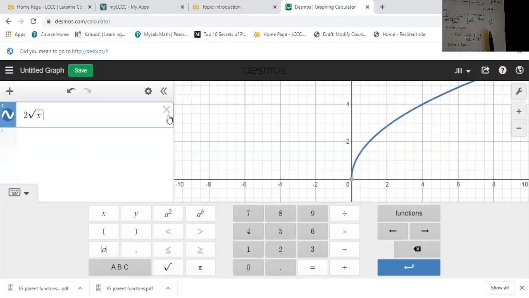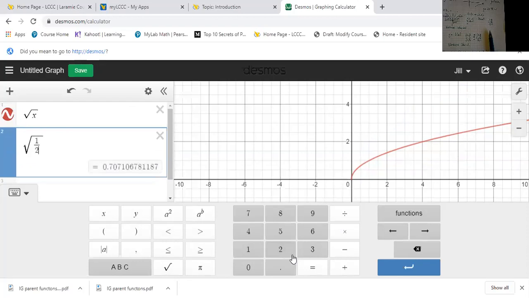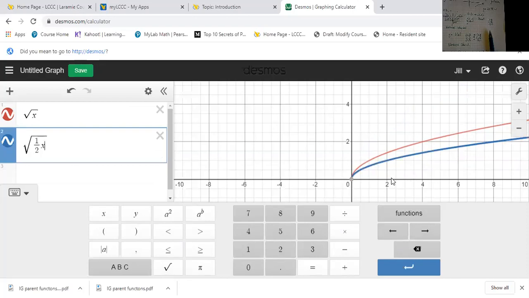All right, so we're going to start with the square root again. So let's do square root of x. What happens if I use a fraction inside the square root? Let's do 1/2. This is going to be a horizontal stretch. Let's see what happens. Our original is red. So what's happening on this horizontal stretch? It's getting closer to the x-axis.